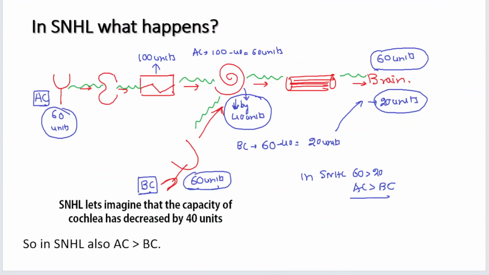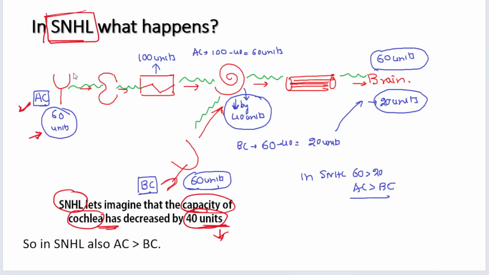Okay. Now in sensorineural deafness, sensorineural hearing loss, what happens? Sensorineural deafness means the capacity of the cochlea has decreased. Let us imagine that the capacity of the cochlea has decreased by 40 units. Its capacity to transmit sound has decreased by 40 units. So now in the air conduction, we are taking the same 60 units tuning fork and placing it in front of the pinna. That is, we are testing the air conduction.